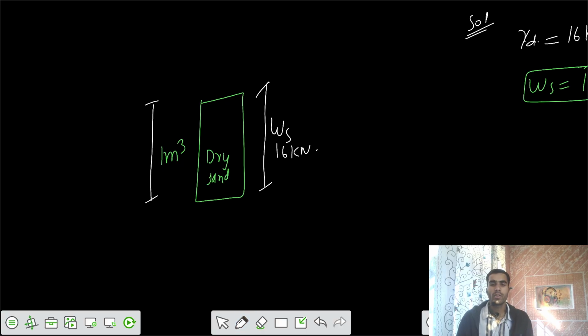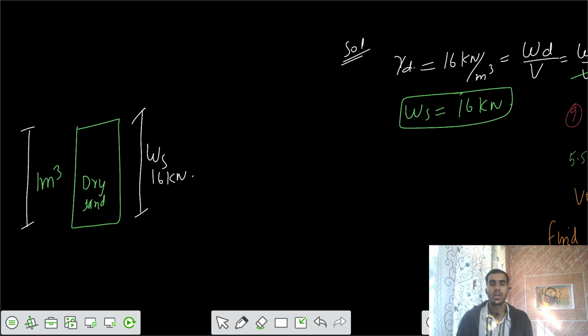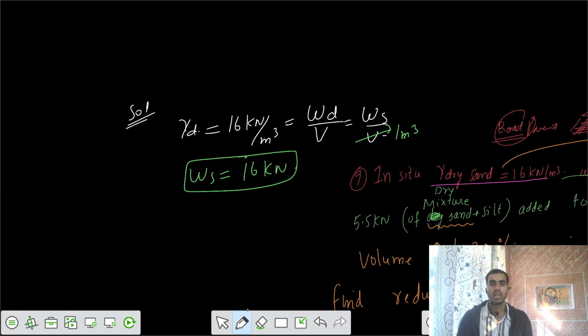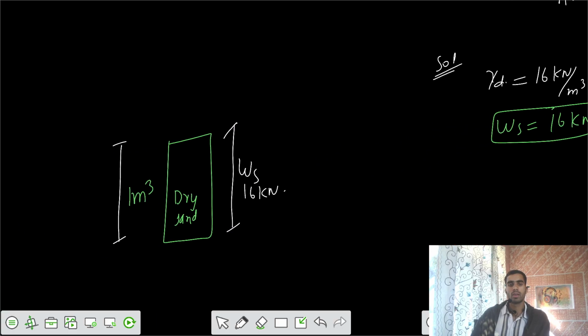At that case, can you tell me what is the initial porosity at this stage? Can you calculate porosity at this stage? That is volume of voids by total volume. And how can you calculate volume of voids? This is the concern here. How can you calculate volume of voids if you don't know the other things?